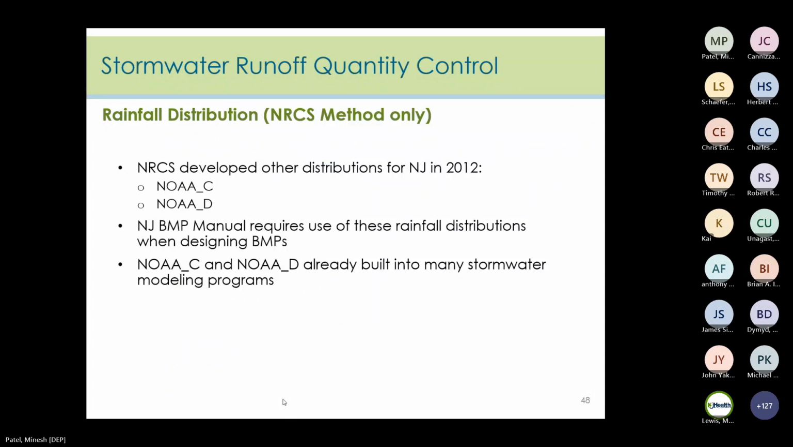NRCS has developed distributions for New Jersey, including NOAA C and D, which the BMP manual requires use of. These are already built into many stormwater modeling programs, such as HydroCAD. The reviewer should check that the correct distribution is selected, dependent upon where the site is located.